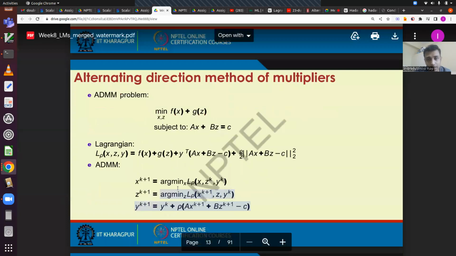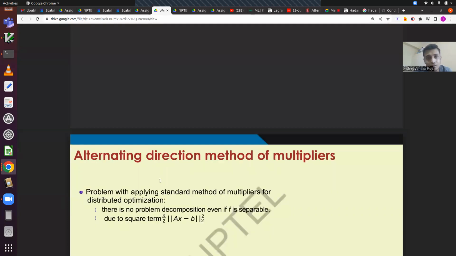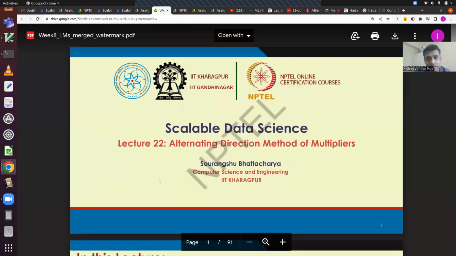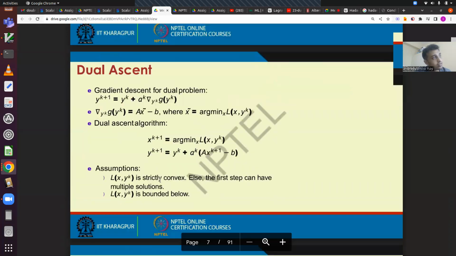But the thing is, why is this method of multipliers? That was the basic question. So for that, you just need to have this picture in mind. No, sir, that I'm not asking. My question was, please go to the question.